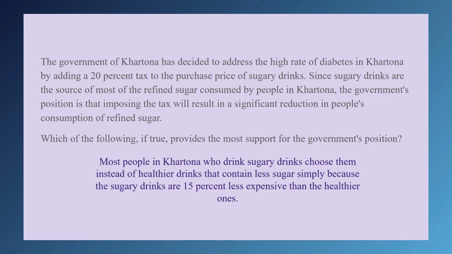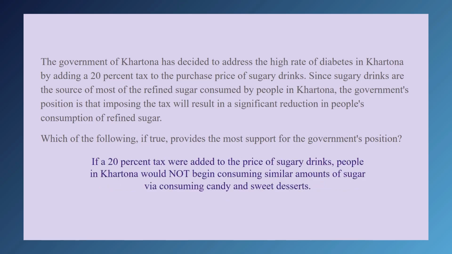from purchasing sugary drinks. Or we could say, if a 20% tax were added to the price of sugary drinks, people in Kartona would not begin consuming similar amounts of sugar via consuming candy and sweet desserts. This choice rules out a different way that the plan could fail: substitute goods. Since the tax isn't on the only source of refined sugar, people just switching to other sources is a concern.